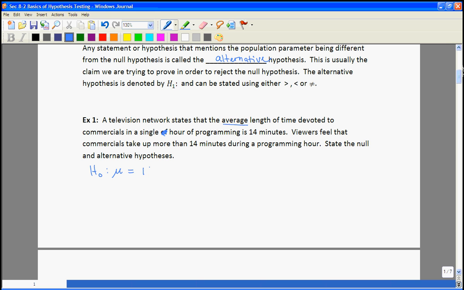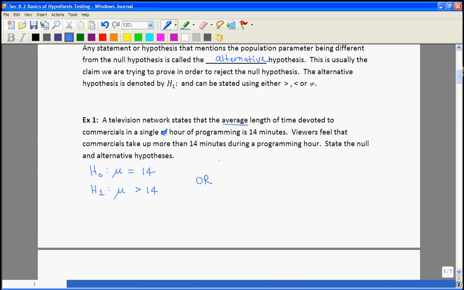We're saying that, or the network rather is saying that, yep, commercials are 14 minutes per programming hour. But maybe viewers say, no, I think they're a little bit longer, so that would be the alternative H sub 1, and we would say that mu is greater than 14 minutes. So that's one way we could represent this situation with our hypothesis statement.